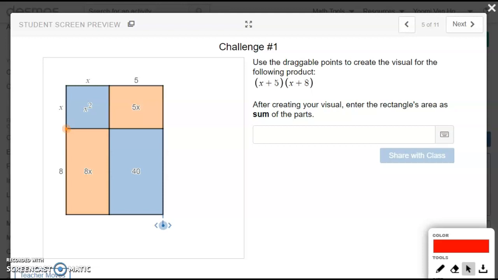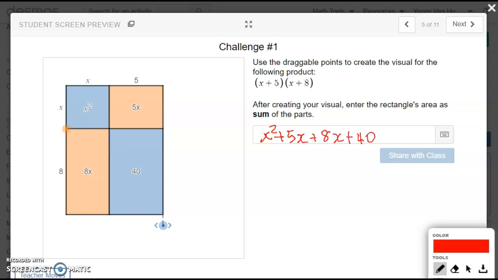Now after creating your visual, enter the rectangles as the sum of the parts. Sum of the parts means all this area that we've got. So that's x times x is x squared, 5 times x is 5x, x times 8 is 8x, and 5 times 8 is 40. So we just need to write that out. That's x squared plus 5x plus 8x plus 40.